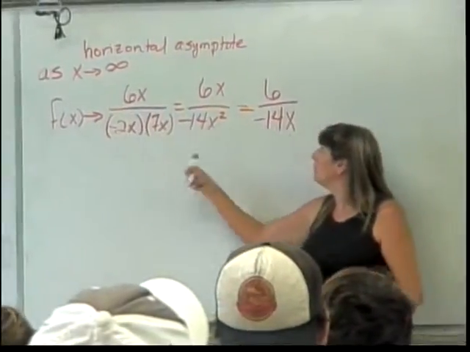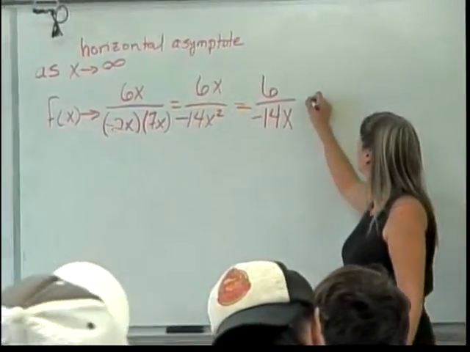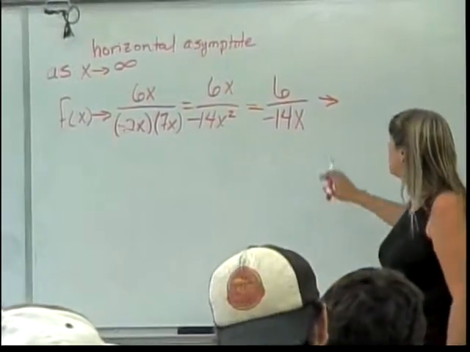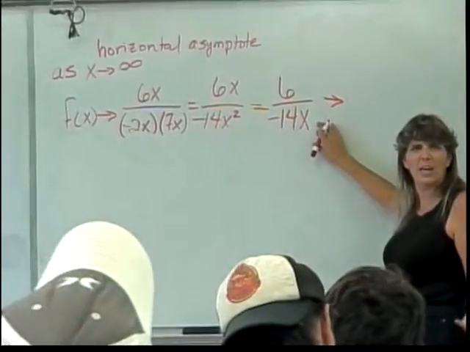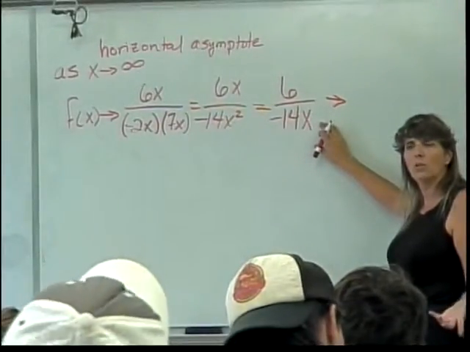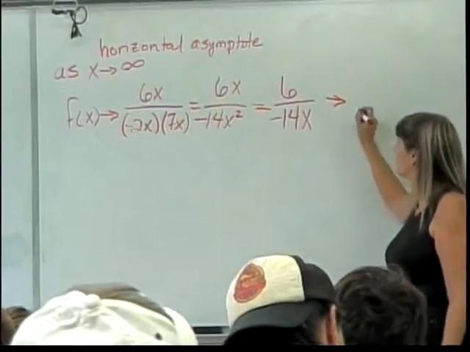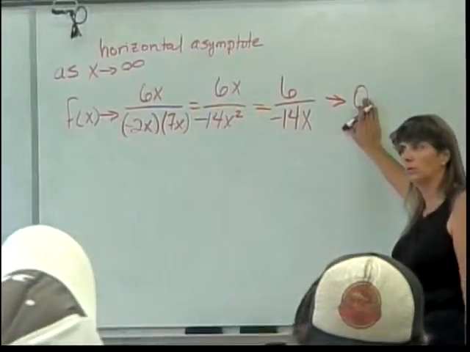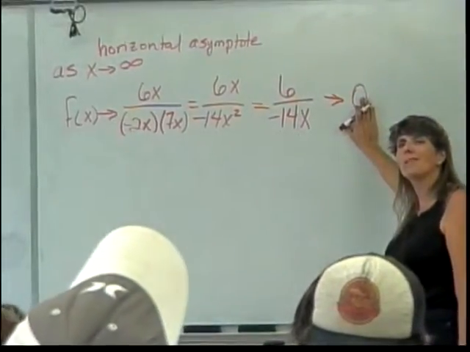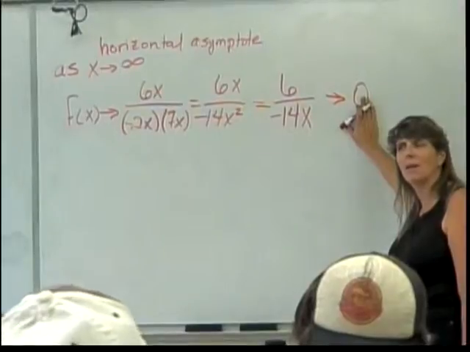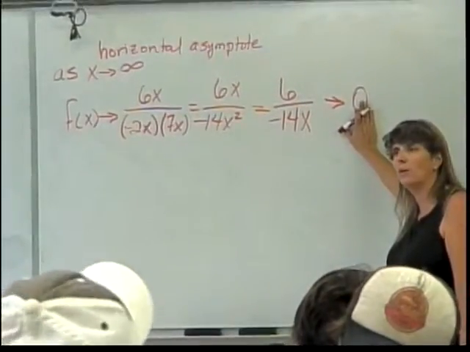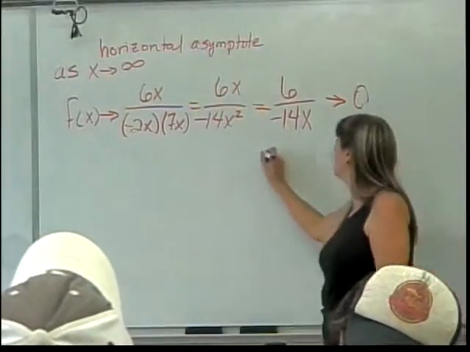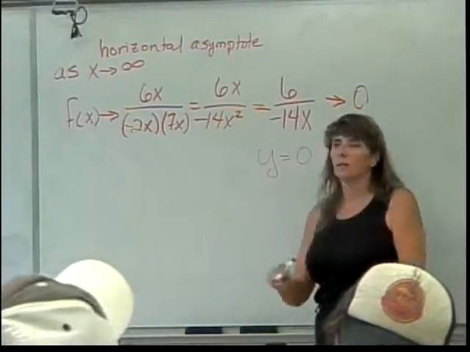As x gets really big, what is this getting close to? 0, because I've got a number over something really, really big. And when you divide a small number by something huge, you get very little, or 0. So I'm getting close to 0. So my horizontal asymptote will be the line that has the y value of 0. How do I write a horizontal line? Y equals, so this would be y equals 0.